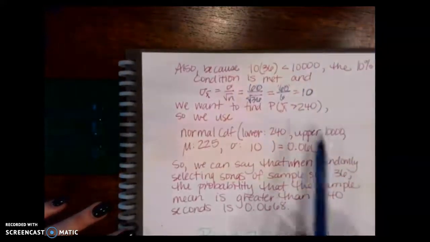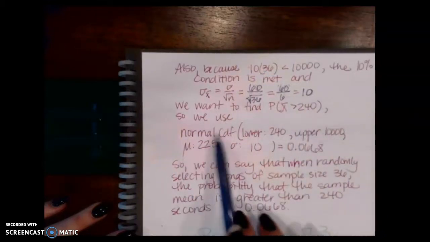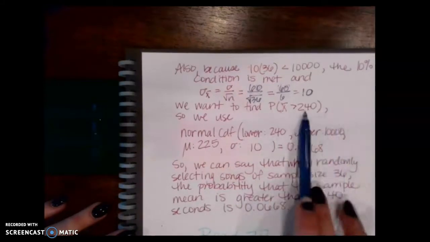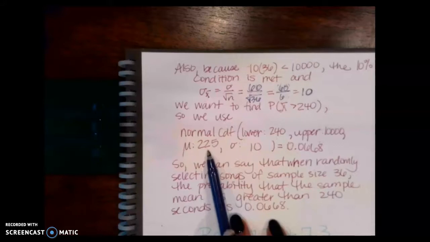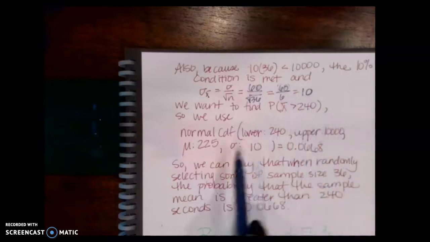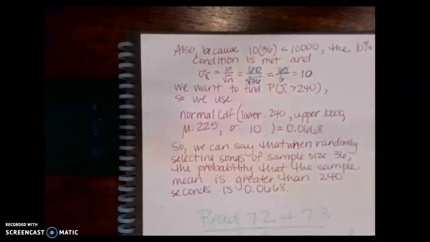Now we want to find the probability that x bar is greater than 240. So we use the normal CDF. The lower end is 240, the upper end is 10,000, just a big number. Mu is 225, because that's the mean of our sample means. And our sigma, our standard deviation, is 10 from here. If we calculate that, we have 0.0668. So we can say that when randomly selecting songs with sample size 36, the probability that the sample mean is greater than 240 seconds is 0.0668.